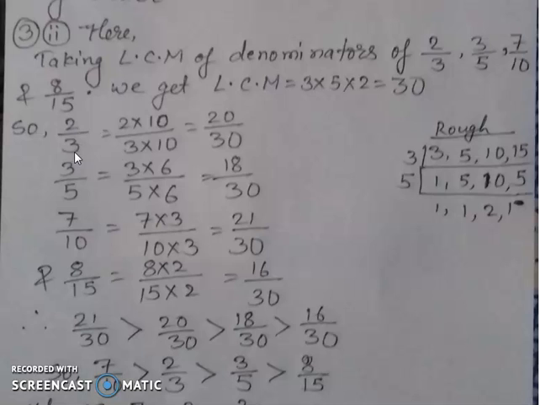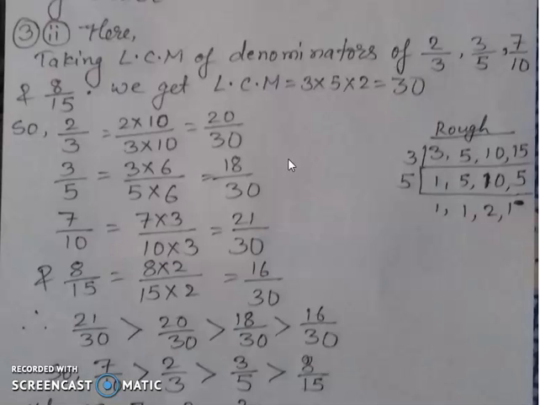So what we wrote: 2 by 3 is equal to, when we divide the LCM with 3, 30 divided by 3 is 10. So up and down I multiplied with 10. 2 into 10 by 3 into 10, that is 20 by 30. In the same way, 30 divided by 5 is 6. So up and down I multiplied with 6. 3 into 6 is 18, and 5 into 6 is 30.